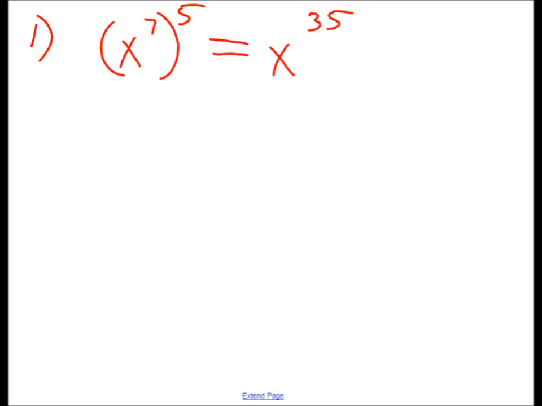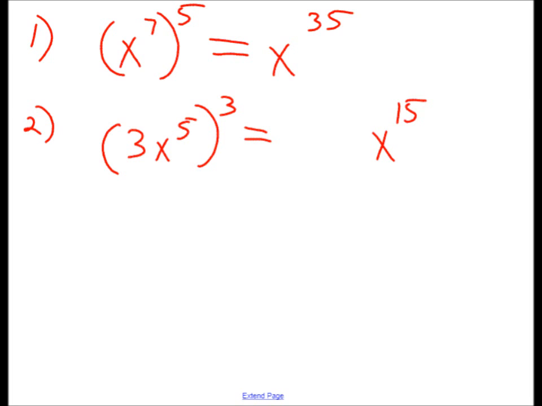Now building on that a little bit, for our second example, let's put a coefficient in front. So let's say we have 3 x to the 5th, and that's raised to the 3rd power. Well, as far as the x to the 5th goes, we'll still multiply the powers and we get x to the 15th. But what about the coefficient of 3?